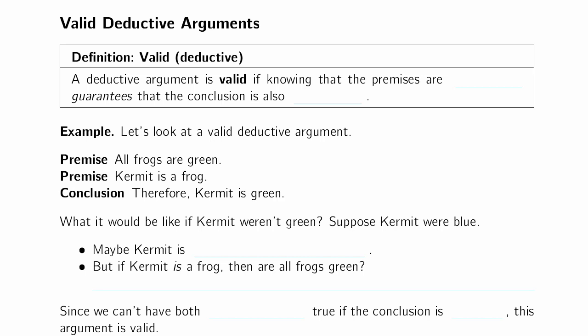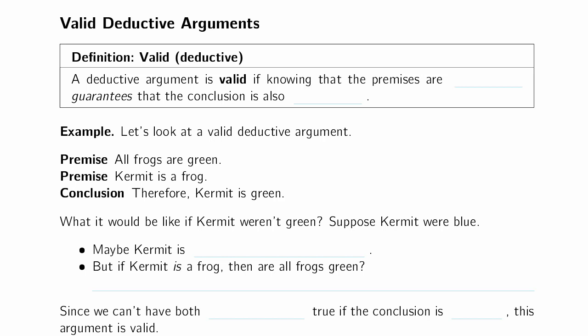Now, not all arguments are equal. Some arguments work and some arguments don't work. What do we mean by works? An argument that works is called a valid argument. And this definition is a little bit different between deductive and inductive arguments, so we're going to treat them separately.